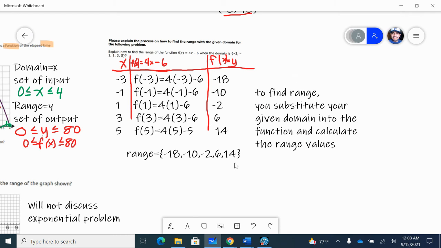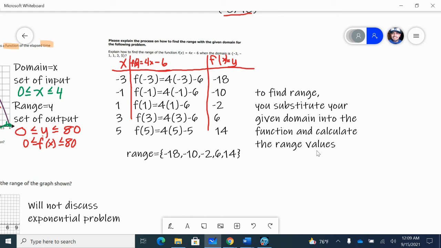So again, this is what I want to see on your problem. It's showing me that you're taking your domains, your inputs, you're plugging them into your equation, and we're getting our set of outputs. So my range is -18, -10, -2, 6, and 14, when my domain is -3, -1, 1 through 5. And this is what you should have written down, or something along these lines.